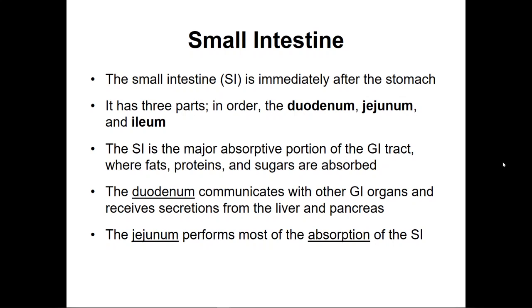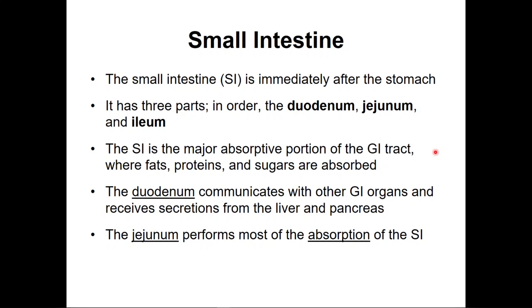It has, in order, the duodenum. Some people pronounce it duodenum, I prefer duodenum, jejunum, and ileum. The small intestine is definitely the most important absorptive portion of the GI tract. That's where fats, proteins, and sugars are absorbed. So if you lost a large section of your small intestine, you would definitely have impaired absorption of some nutrients, and a lot of other things.